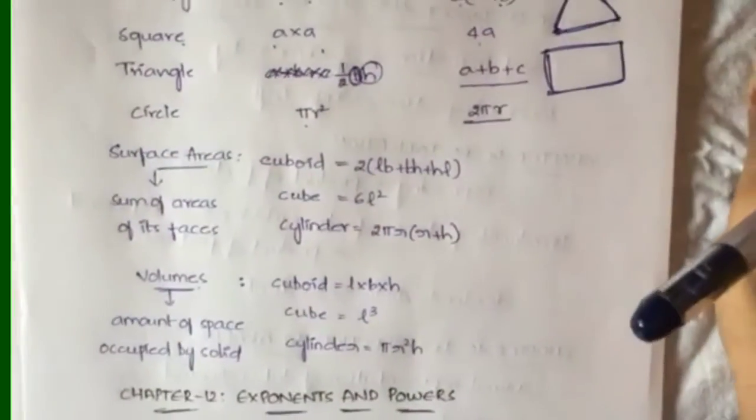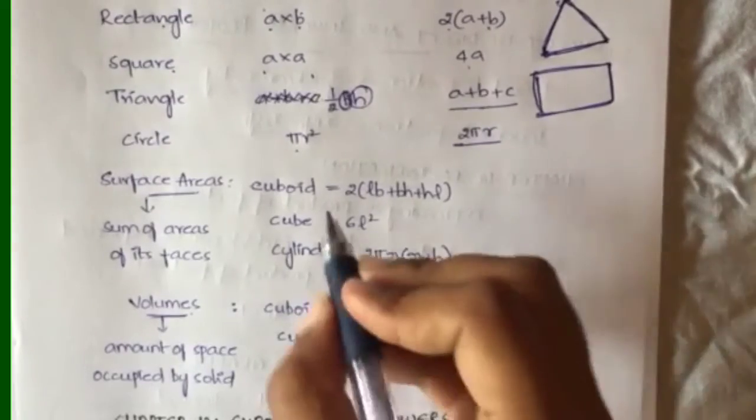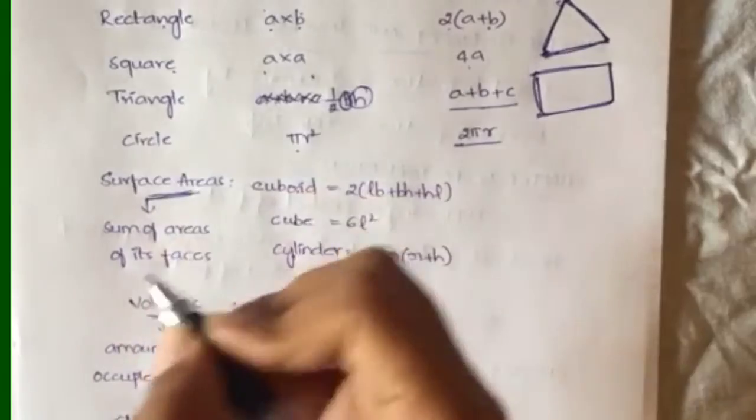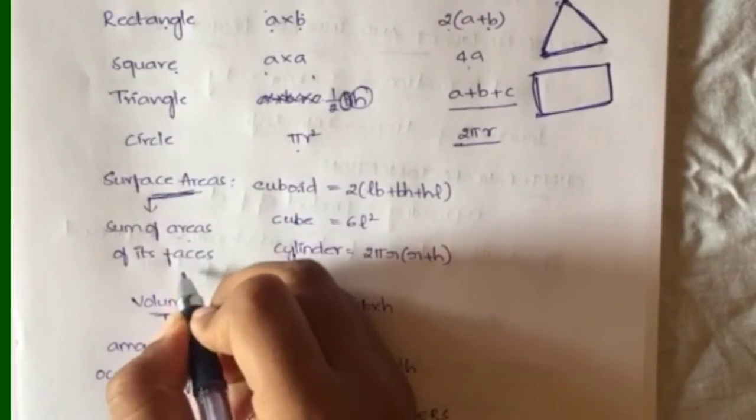Clear? Now, surface areas. In surface areas, we have cuboid, cube, cylinder. So what do you mean by surface area? Sum of areas of its faces.